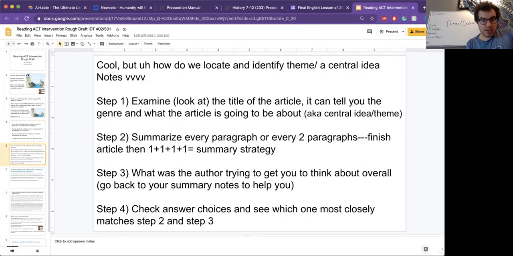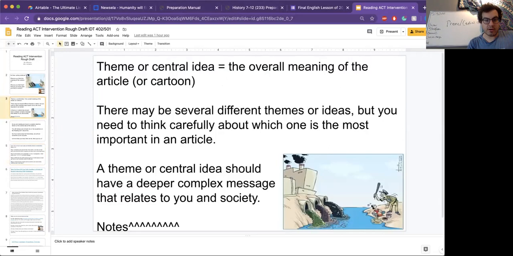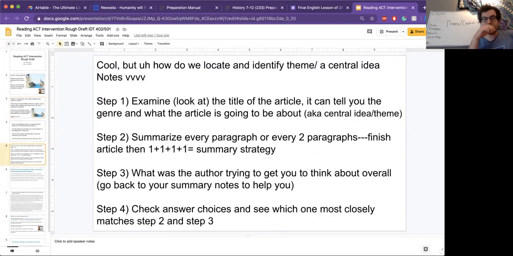Cool. So how do we do it? These are your notes here. Let me explain them, and then you can pause. I'll tell you when to pause, and then you can write them down right underneath your notes from earlier. Cool. So your first step is to examine, fancy word for look at, the title of an article. It can tell you the genre and what the article is going to be about, aka central idea or theme.